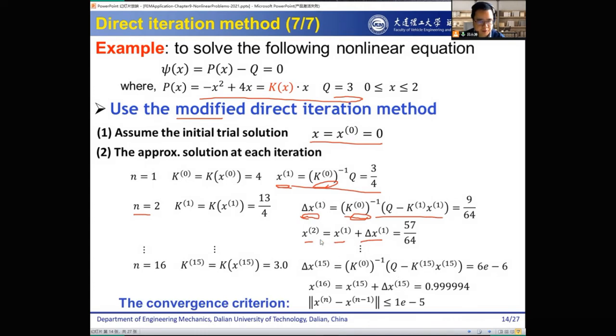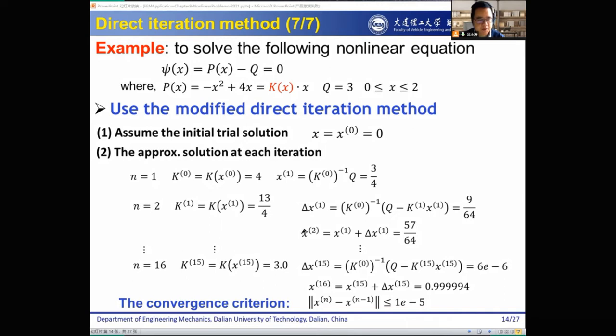After we do each calculation, we check the convergence criteria. If it is met, then we stop the iteration. Okay, so this is the direct iteration method. It's easy to understand, I think, and the slide is a very good PPT slide.